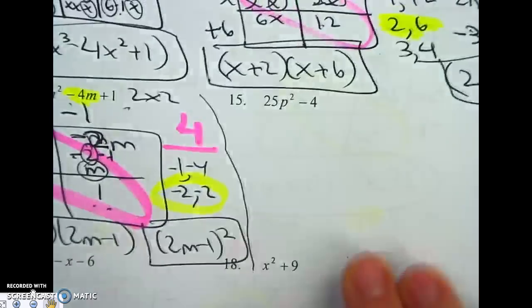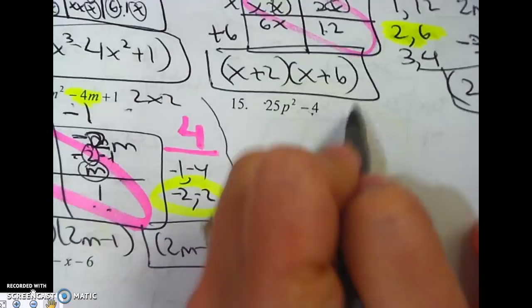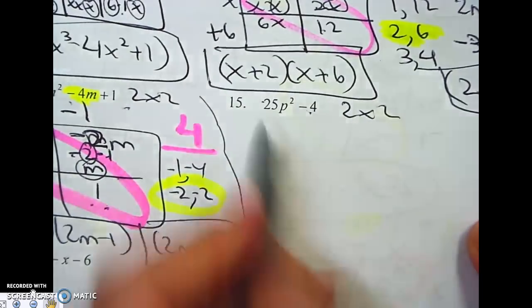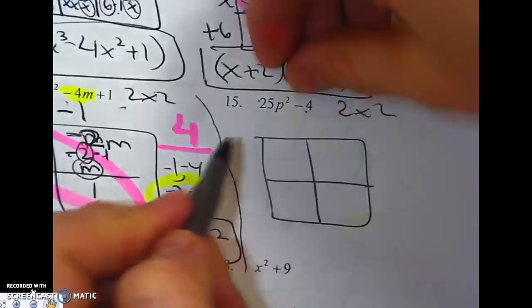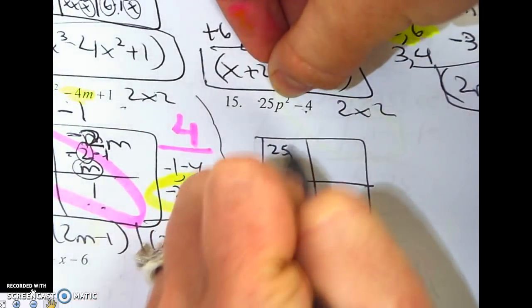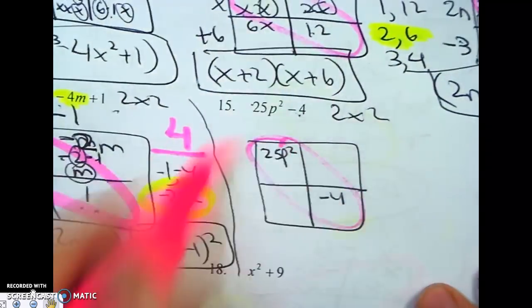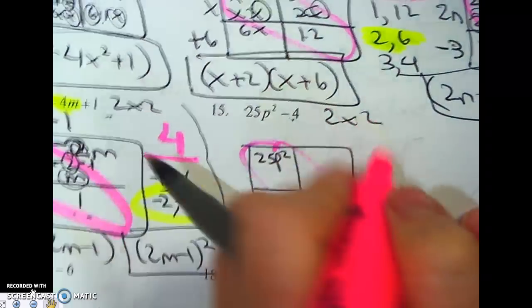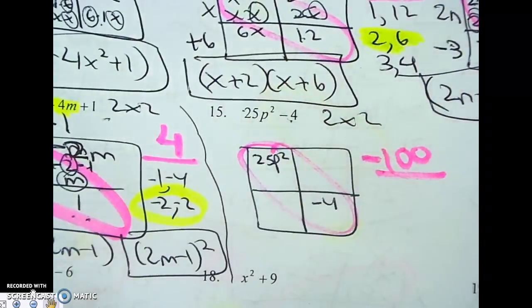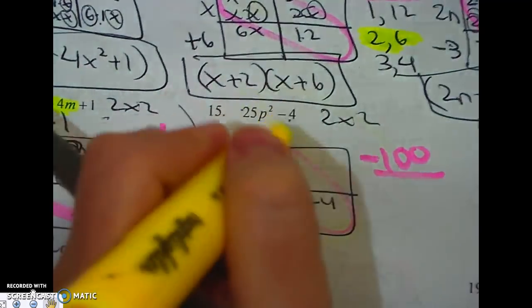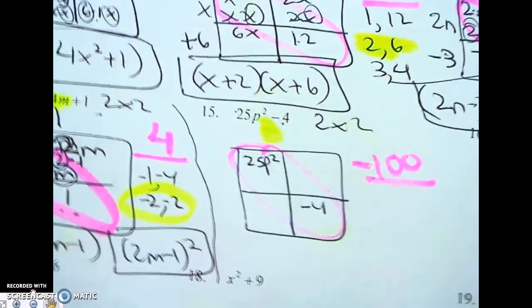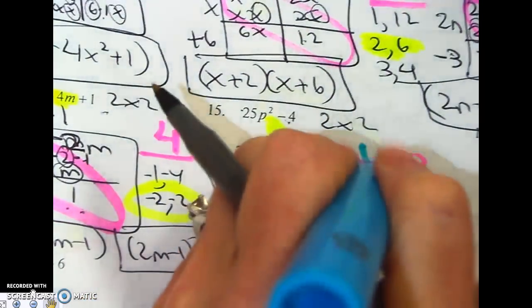Let's go to the next one. Do they have anything the same? They don't. 2 by. Make your box. First guy. Last guy. Circle. 25 times negative 4 is negative 100. Remember, when there is nothing in the center, you're going to square root that number, but ignore the negative. The square root of 100 is 10.